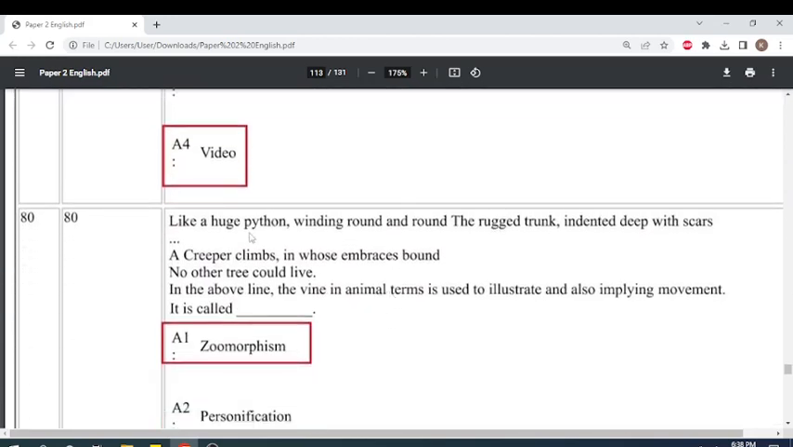80. Like a huge python winding round and round, the rugged trunk indented deep with scars. A creeper climbs in whose embrace no other tree could live. In the above line, the vine in animal terms is used to illustrate and also amplify movement. It is called zoomorphism.